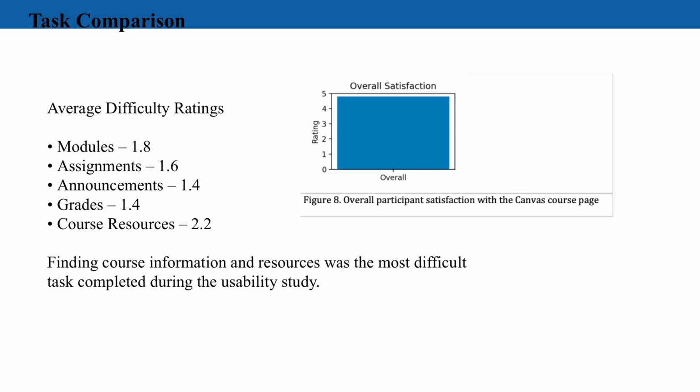This slide compares the average difficulty ratings across all 5 usability tasks so we could see which task participants found easiest and which ones required more effort. Reading announcements and checking grades were the easiest tasks, with both receiving an average difficulty rating of 1.4 out of 5. Most participants completed these tasks quickly without needing any assistance.